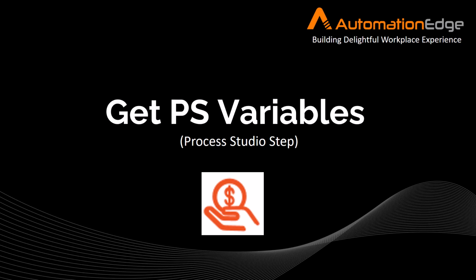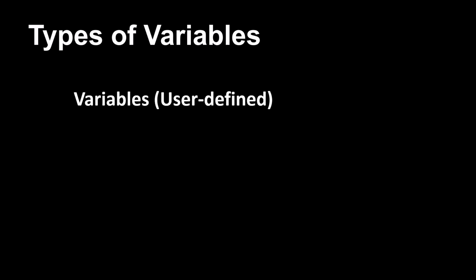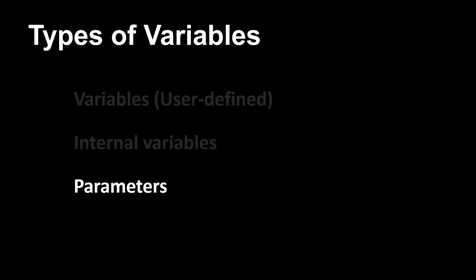In this video, I will describe the Get PS Variables Process Studio step to fetch PS variables and assign the values to fields in the workflow stream. Process Studio has 4 ways to capture dynamic user inputs. The types of variables include user-defined variables, internal variables, parameters, and PS or Process Studio variables. In this video, I will talk about PS variables.